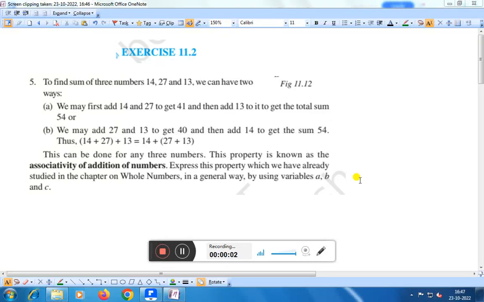Hello everyone. Today we shall discuss exercise 11.2 question number 5.